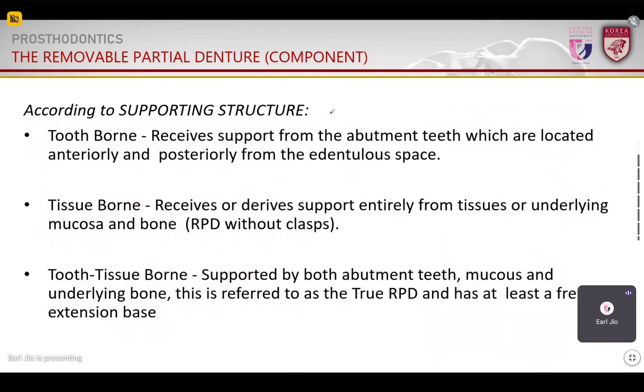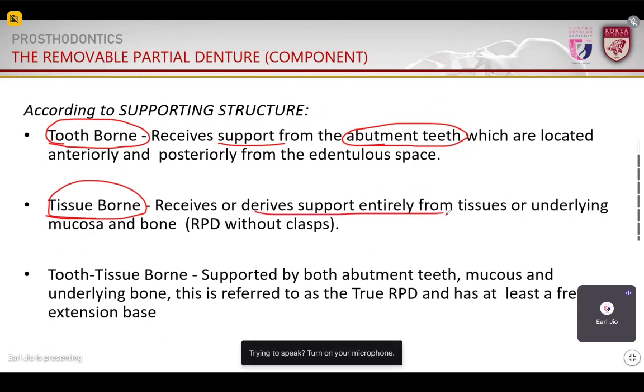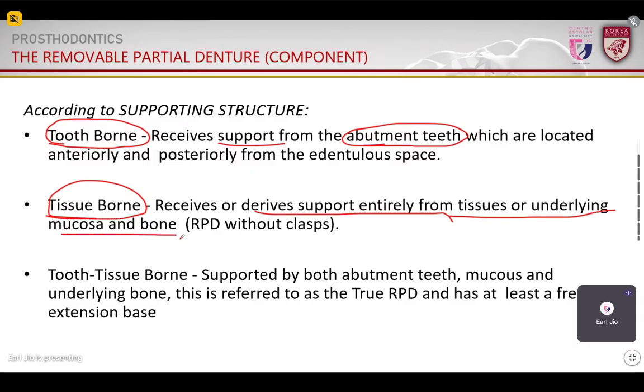According naman to the supporting structure, tooth-borne, this is for tooth-bounded cases. It receives support from the abutment teeth, located anteriorly and posteriorly from the edentulous space. Again, tooth-borne are tooth-bounded cases. Okay? Tissue-borne naman receives or derives support entirely from the tissue or underlying mucosa and bone. So this is more of an immediate denture or temporary denture.